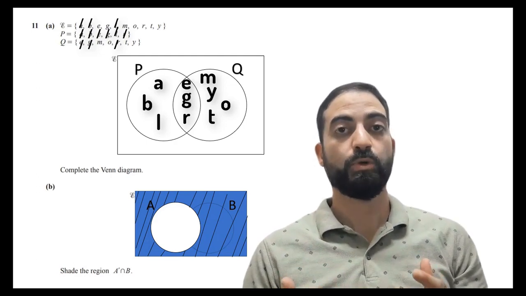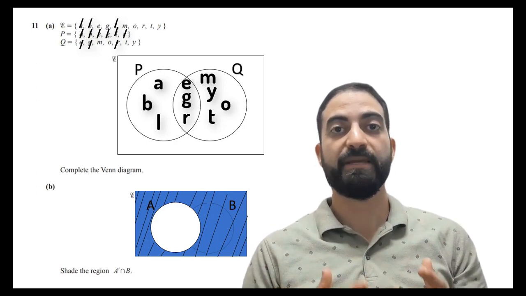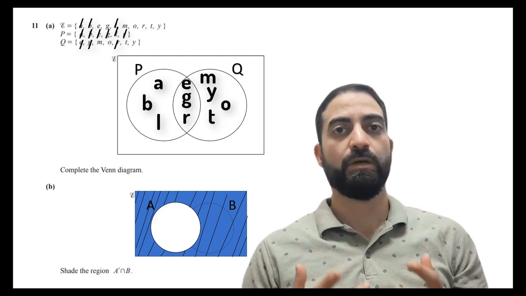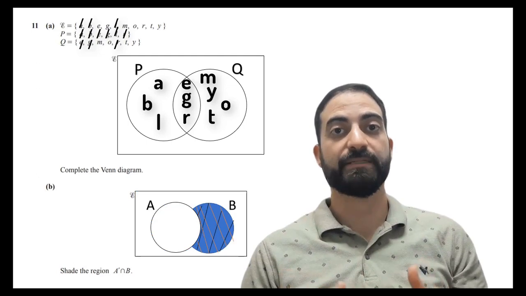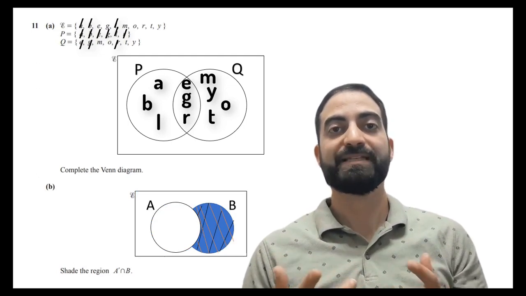Now we want to know the intersection between A prime and B. As we note, the intersection between A prime and B is this part. Thus, we have answered this question.